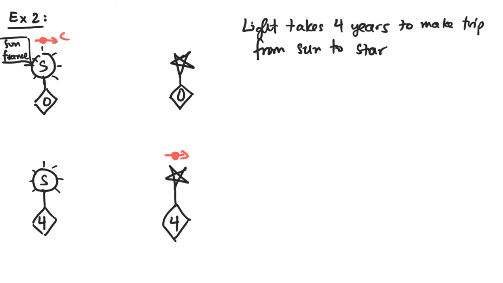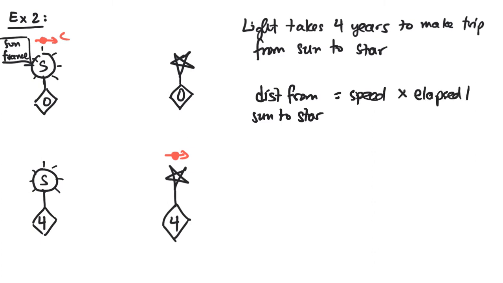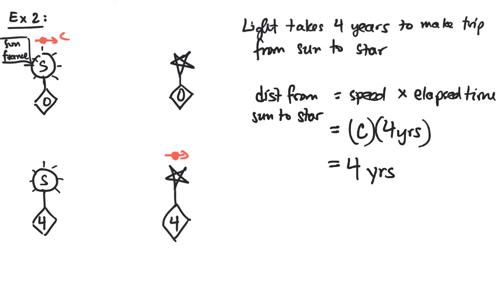We could say the distance from the sun to the star is equal to the speed of the object traveling times the elapsed time. The object that's traveling is light, so its speed is c, and the elapsed time is 4 years. When we multiply these out, we can just leave it as 4 years times c, and this collective quantity, which represents a distance, is called a light year.